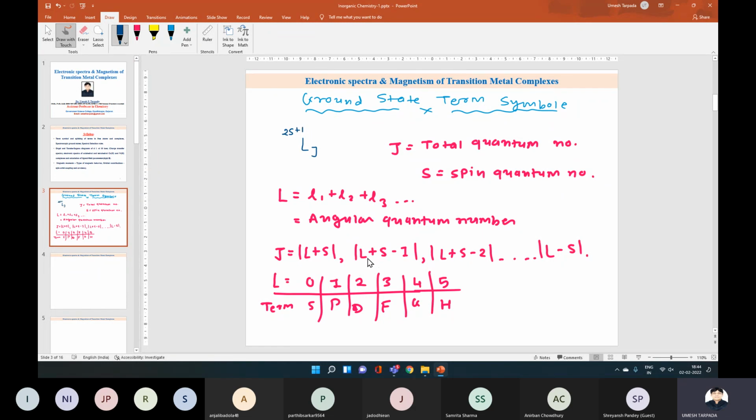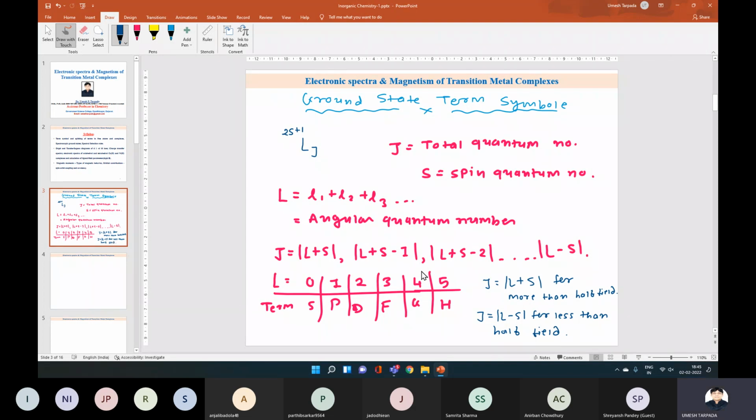For the J value, you can see that J is taken as L plus S for more than half-filled configuration. Either L plus S for more than half fill, and J is equal to L minus S for less than half fill. In this way you can take it.